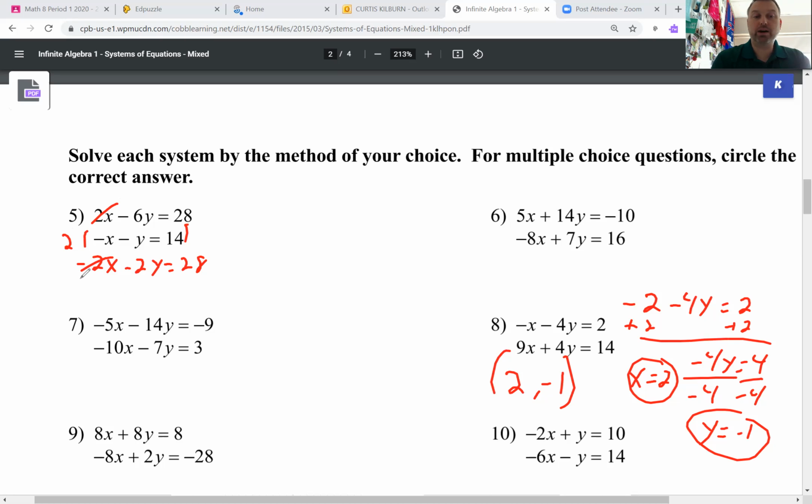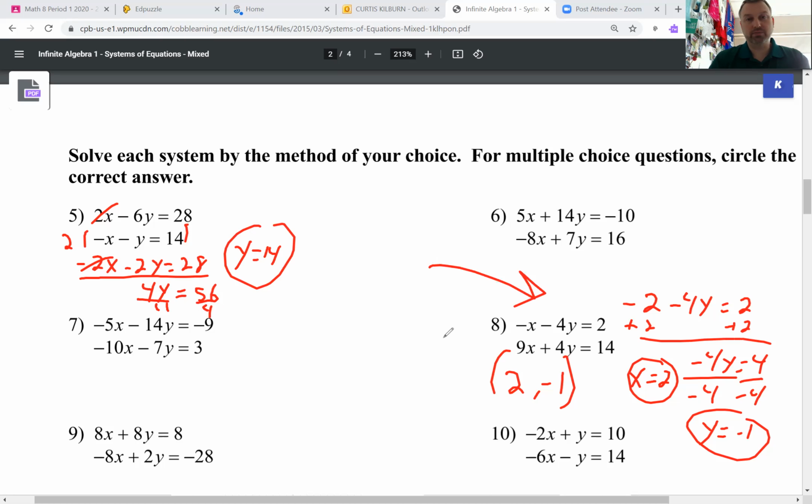Then I can combine my y's, and I get 4y equals 56. Divide by 4, y equals 14. And once I get y, I plug that back in to get x, just like over here. But to save time, I won't do that.